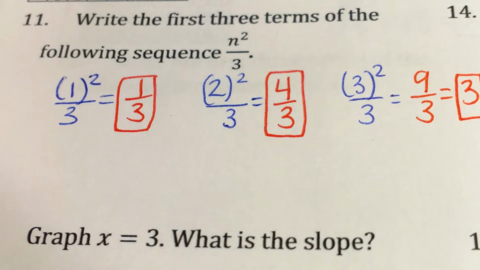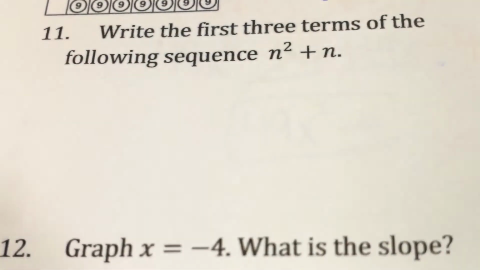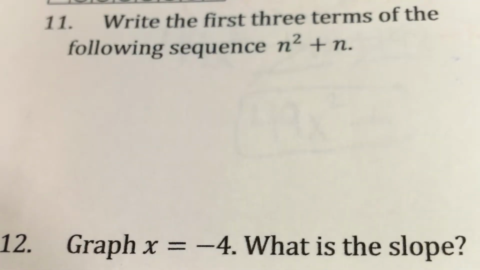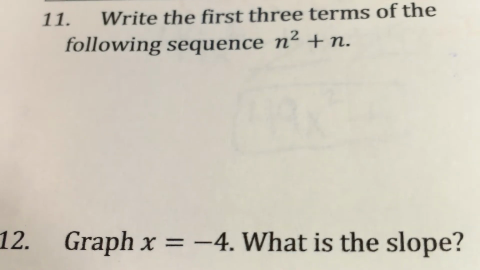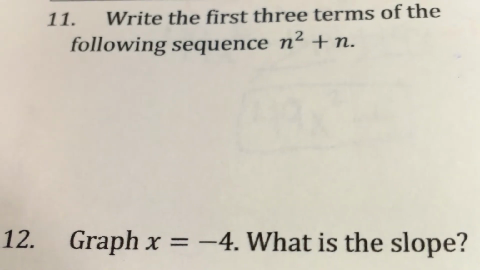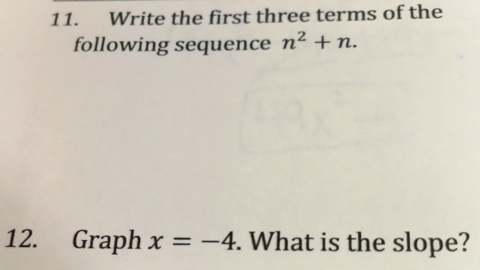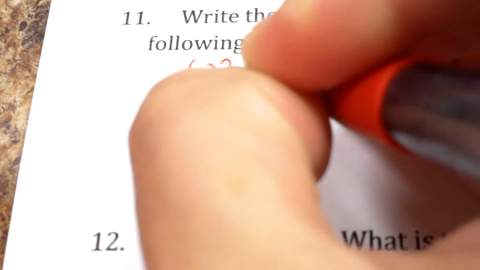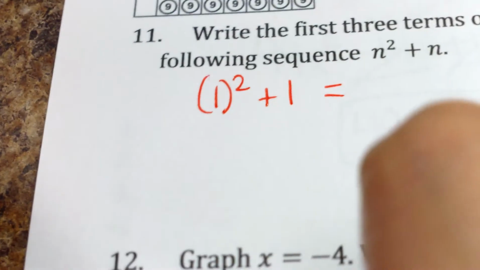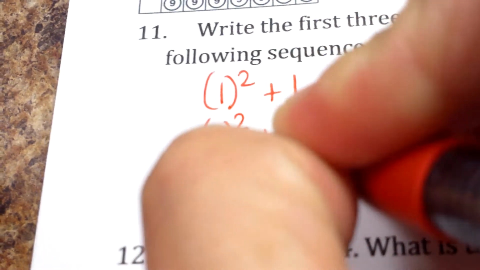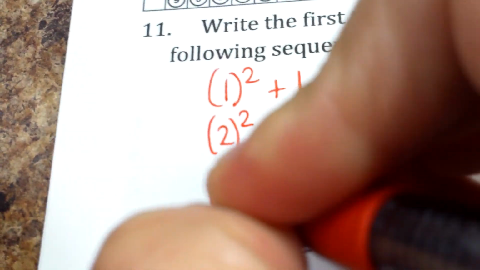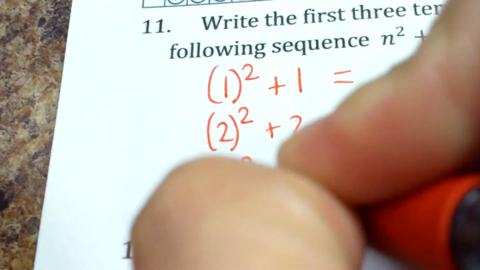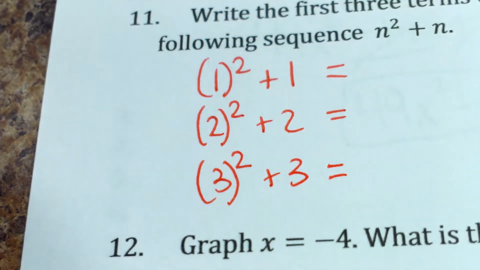Let's go ahead and do another one. Write the first three terms of the following sequence. Once again, we plug in a 1 to find the first term, a 2 for the second term, a 3 for the third term. So they want the first three. So we're going to plug in 1 squared plus 1 to get the first term. We plug in a 2 to get the second term. And we plug in a 3 to get the third term.